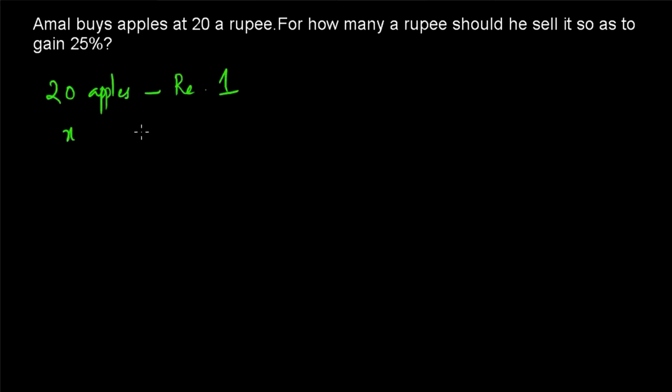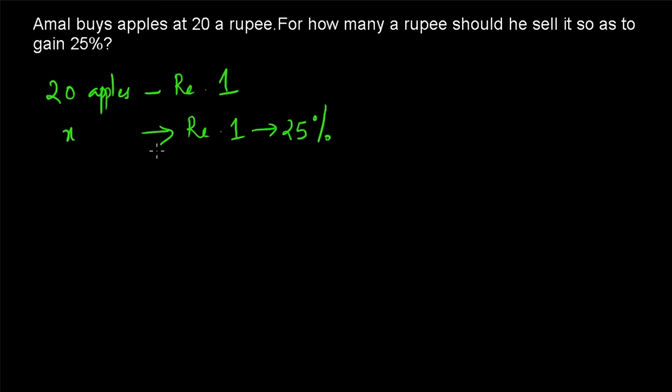Suppose he is selling X apples for 1 rupee, and he should gain 25%. In order to gain 25%, how many apples for a rupee should he sell? Or what is X here? X apples he is selling for 1 rupee and he is gaining a profit percentage of 25, so what is X? So how to do this?